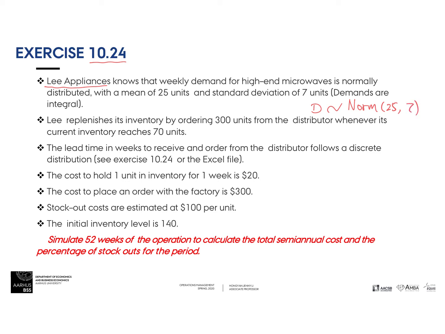So this shop replenishes its inventory. Replenish means you just reorder or renew by ordering 300 units from the distributor whenever its current inventory reaches 70 units. So it sounds like a continuous replenishment.